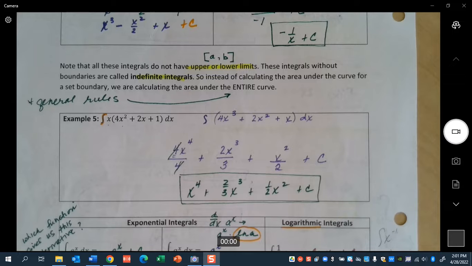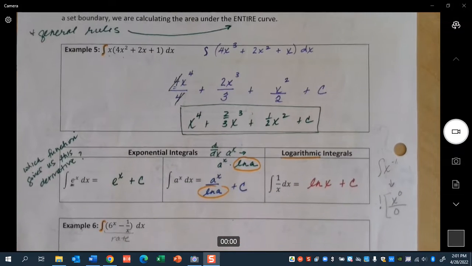And then we end up having to kind of look for ways that we can get back to what we know how to do. Like, we don't know how to do this yet. So if I distribute my x, now I get myself back to something I can do. So your homework was filled with ones like that.